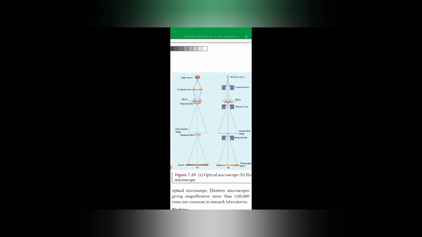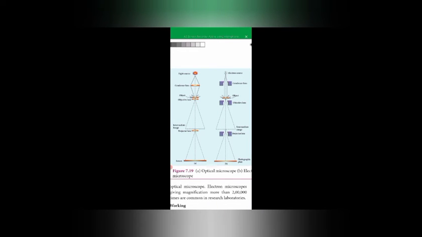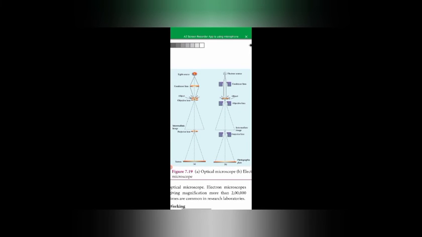lens, and it gets magnified, and it reaches the intermediate image that goes to the projector lens. In this projector lens, the image can be magnified almost 2 lakh times, and we get it on the photographic plate, that is called the screen here. So this is the experimental arrangement of this electron microscope. The magnified image is obtained on the screen. These electron microscopes are used in almost all branches of science.